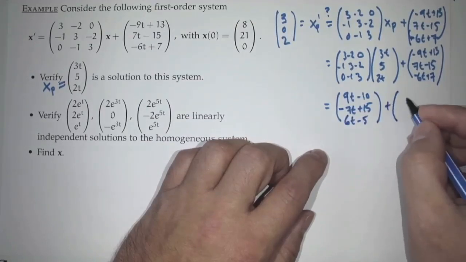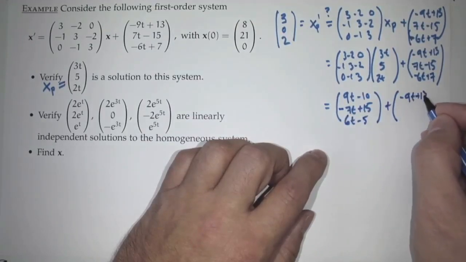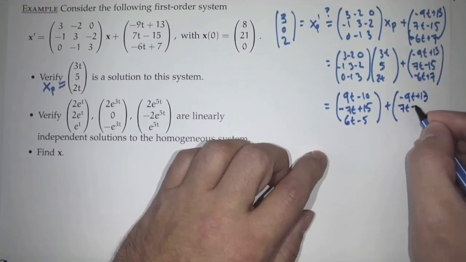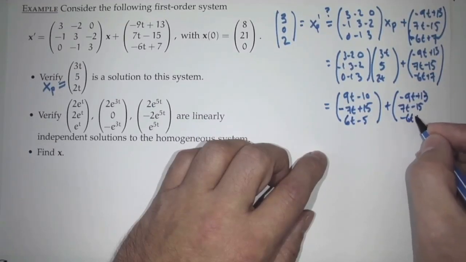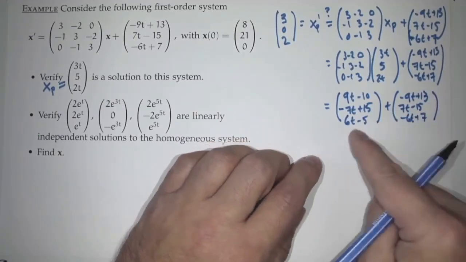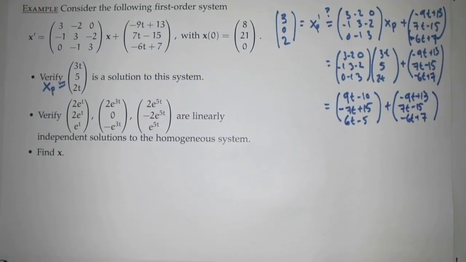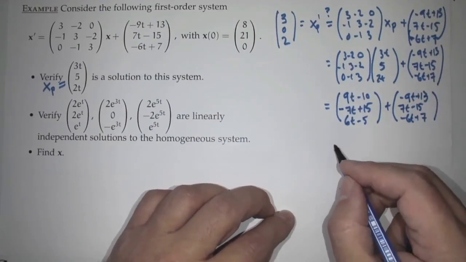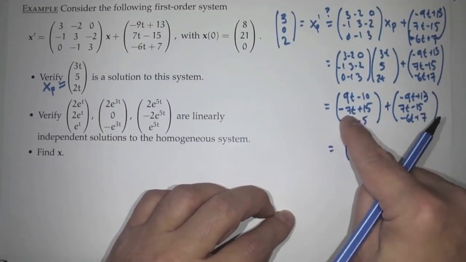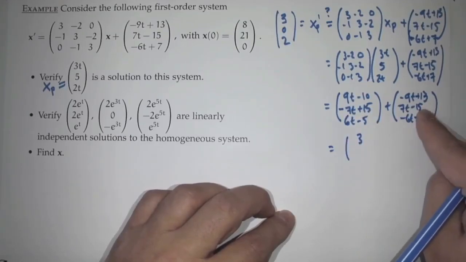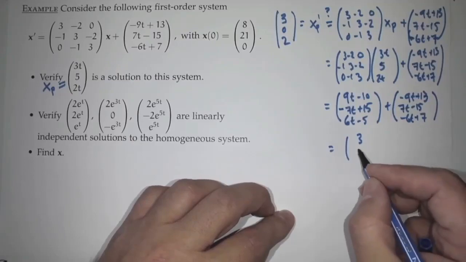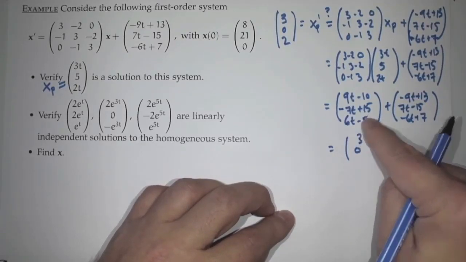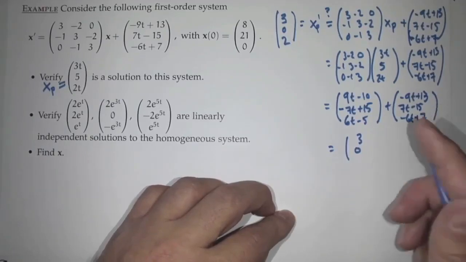And don't forget, we're still adding that to (-9t + 13, 7t - 15, -6t + 7). So we're adding two vectors together. How do you add two vectors together? Entry-wise, right? One entry at a time. So if we add 9t minus 10 and negative 9t plus 13, what do we end up with? 3. Minus 7t plus 15 and 7t minus 15, add those together, we get 0. 6t minus 5 and negative 6t plus 7, 2.